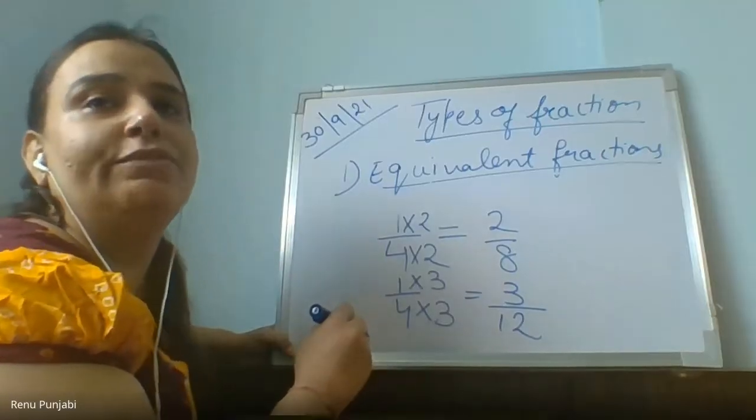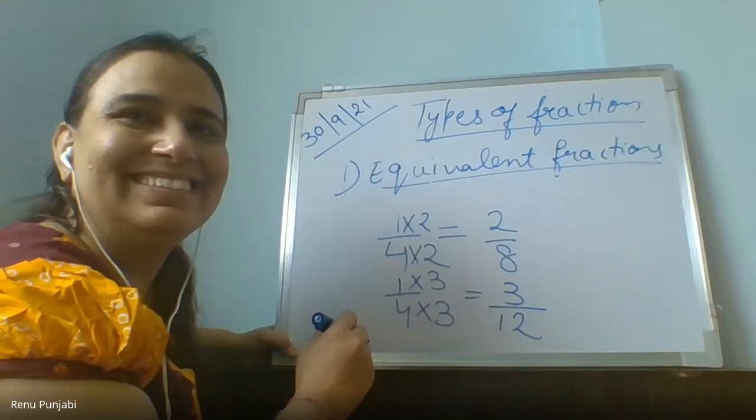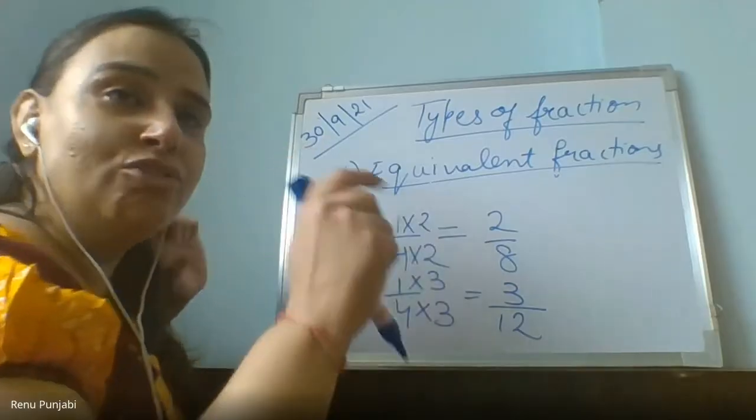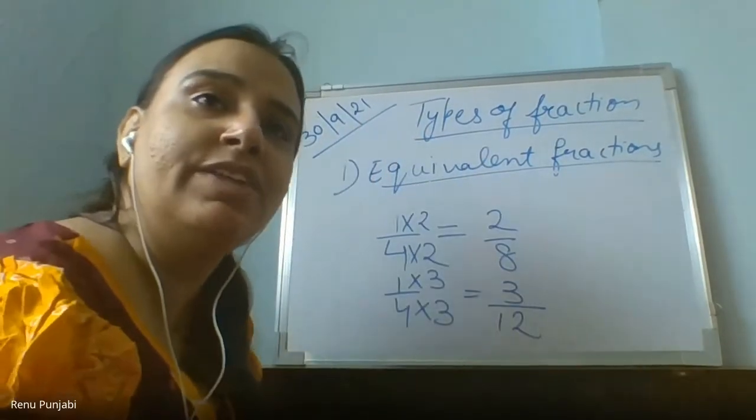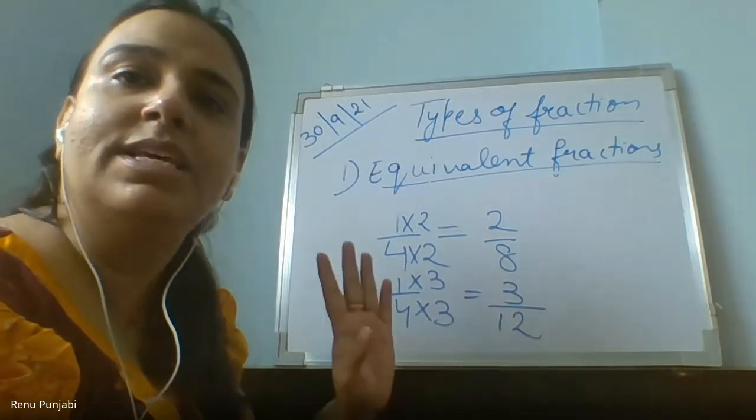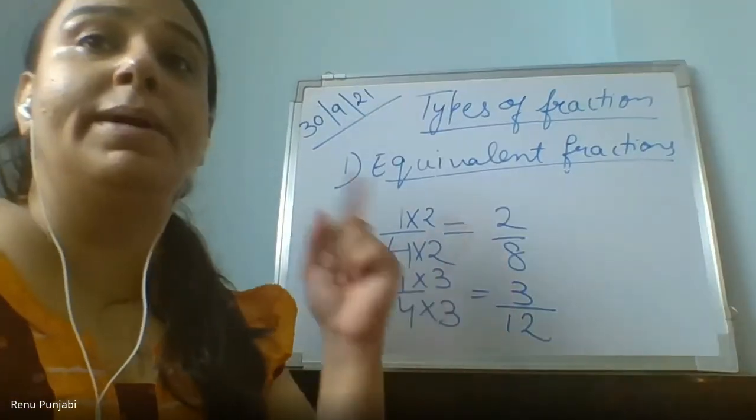This is an easy method. Ma'am, this is a very easy method, so we can understand very quickly. Now you understood how to find more equivalent fractions of the given number? Multiply the numerator and the denominator by the same number. Ma'am, we can multiply with any number. Yes, any number. But remember, whatever.